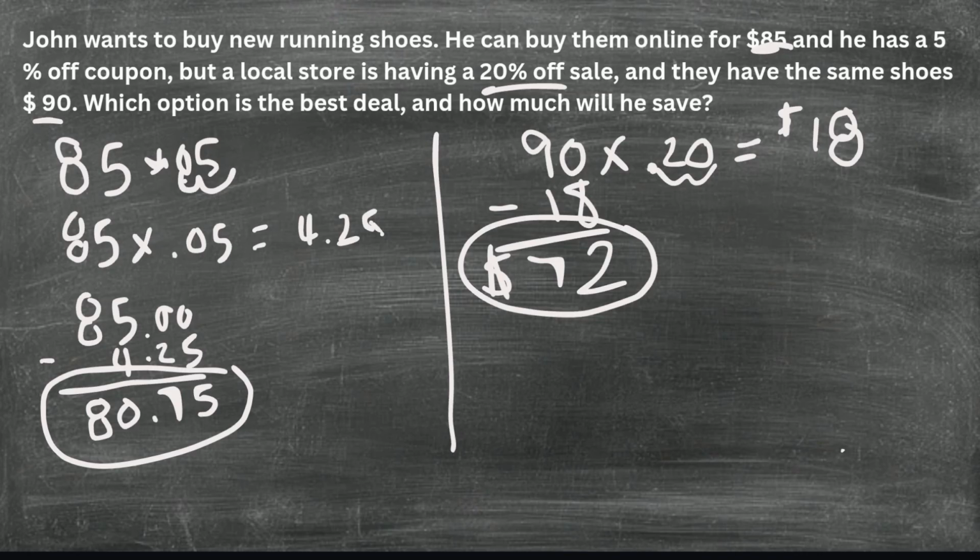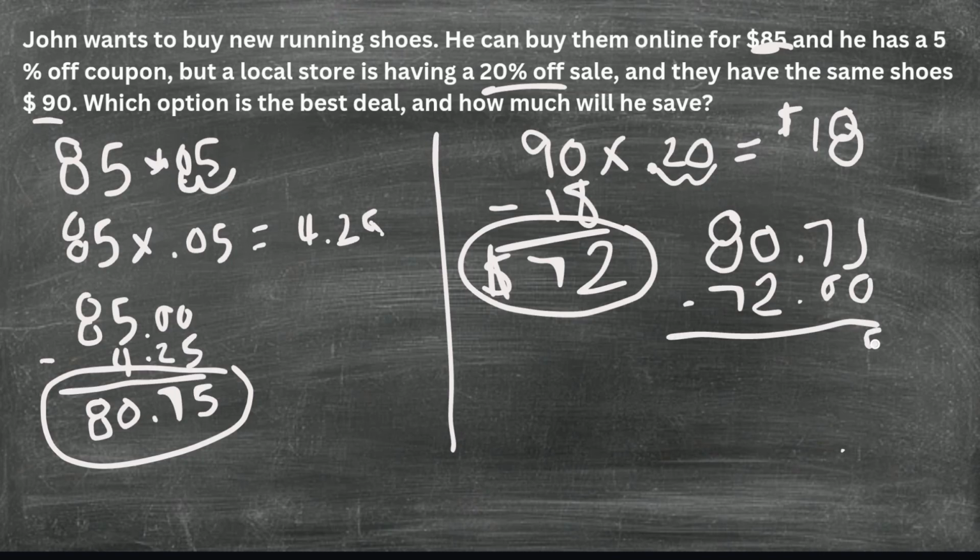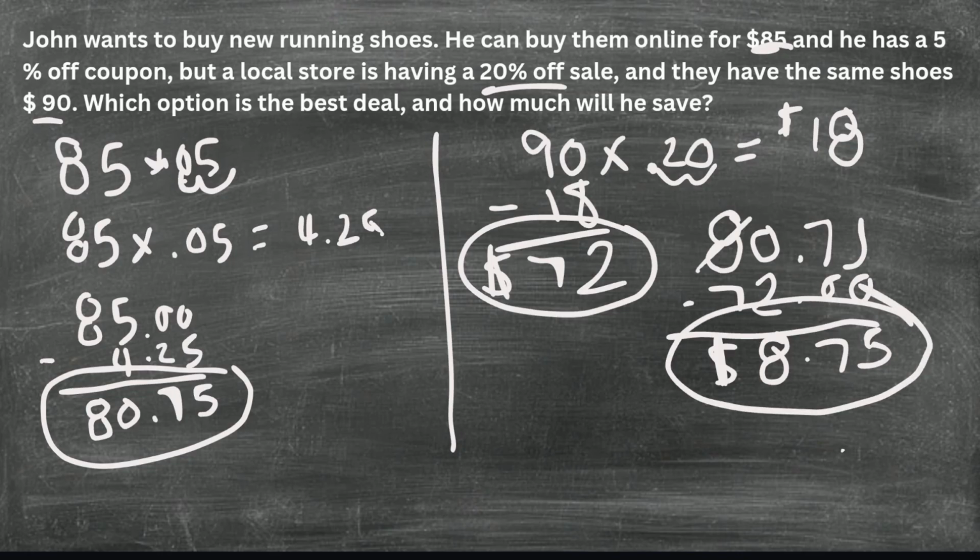So how much will we save? Well, let's take 80.75, and then we're going to subtract 72. And when we do this, bring down the 5, bring down the 7. Then we have 8, and we borrowed 1, so that's 0. So we have saved $8.75. Not bad. Let's look at another example.